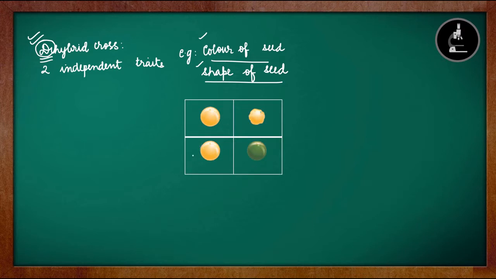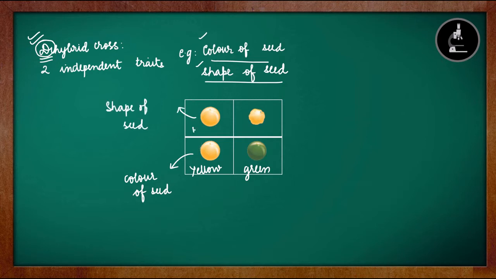So what are the two alleles for color of seeds? For color of seed, the two alleles are yellow and green. Whereas for the shape of the seed, we have two alleles. They are round and wrinkled. So these are the two alleles, or the alternative forms of the same gene. One allele is round, the other one is wrinkled. Similarly, here one is yellow, another one is green. So we can see two pairs of contrasting characters which we will be studying here.